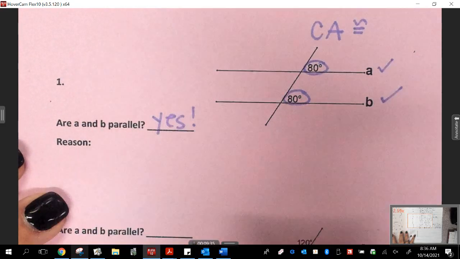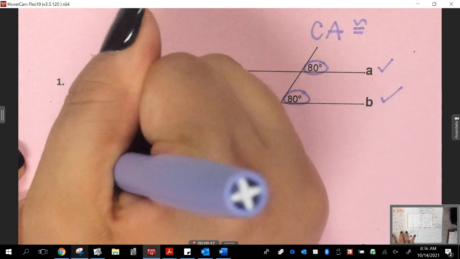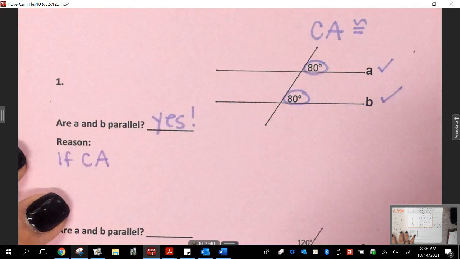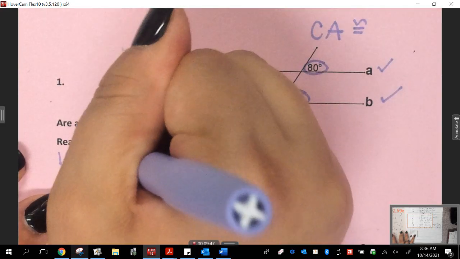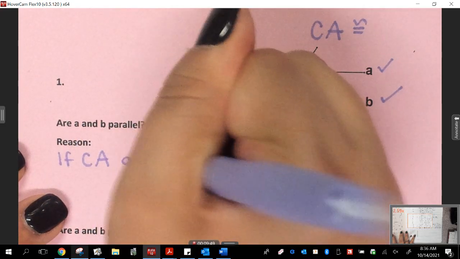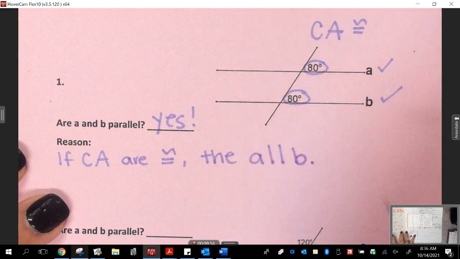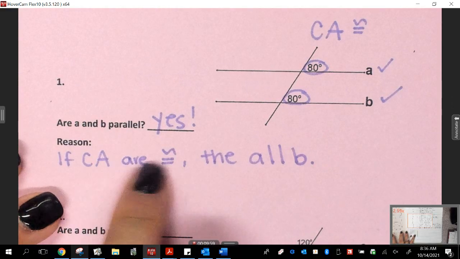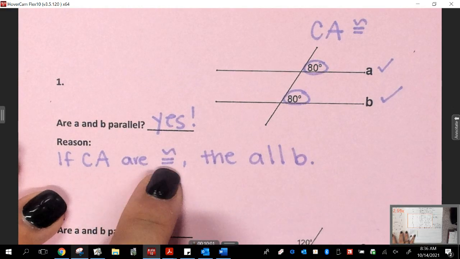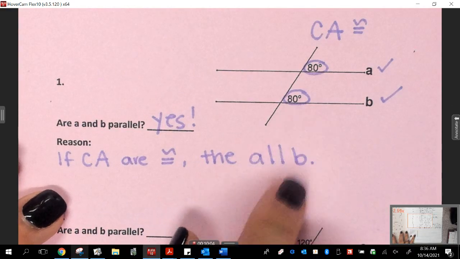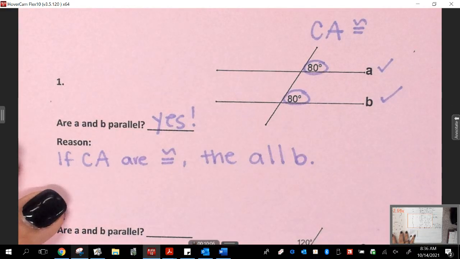So my reason, if CA, hey y'all, boys, while I'm talking, please do not talk. It's very rude. If CA are congruent, then A is parallel to B. Write this down. If CA are congruent, then A is parallel to B. Boys, write that down.